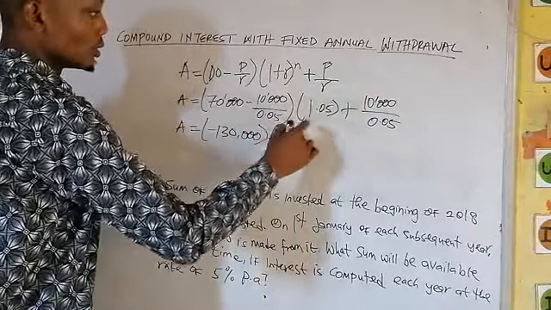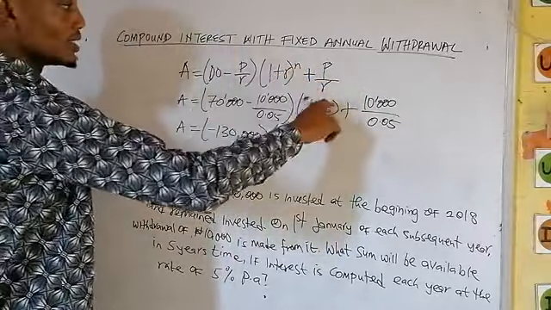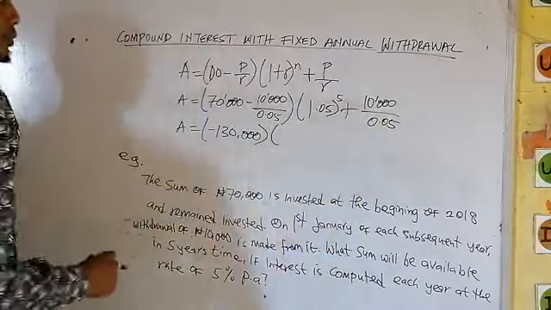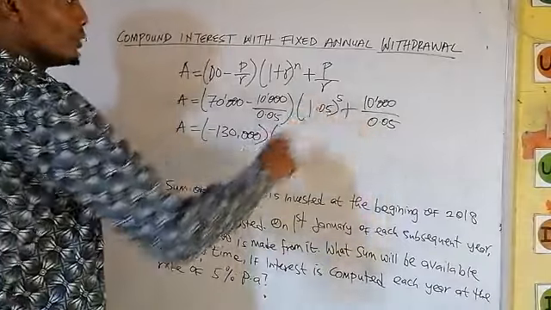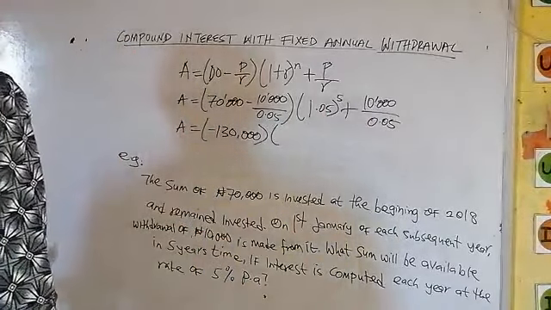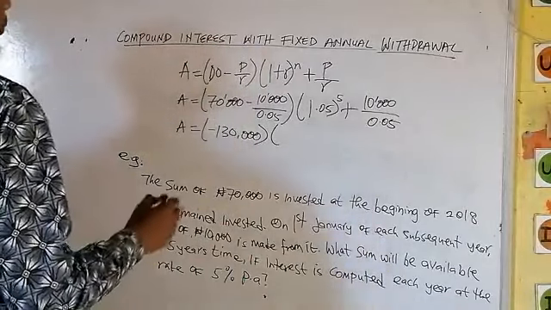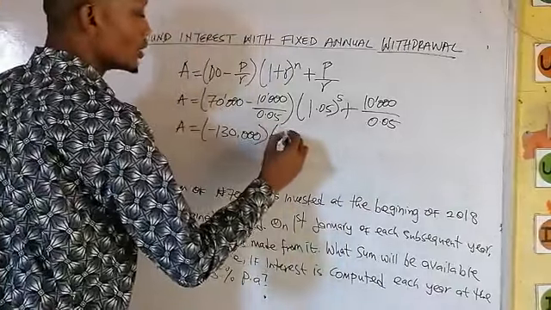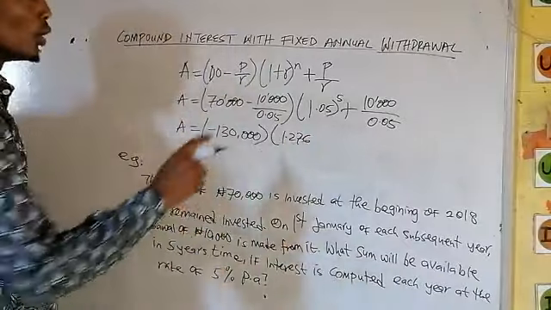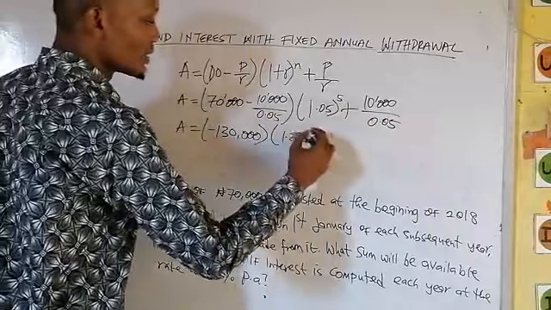Then we have the power n here. What is our n, the number of periods? It is 5. So what is 1.05 raised to power 5? Let's bring out our calculator and compute it. 1.05 raised to power 5 gives us 1.276.